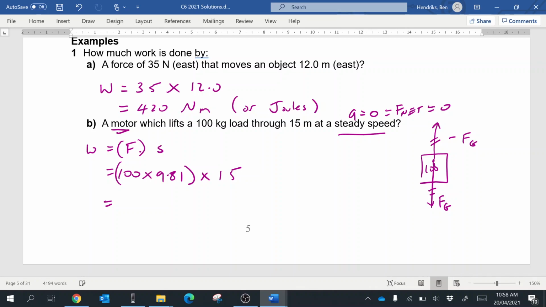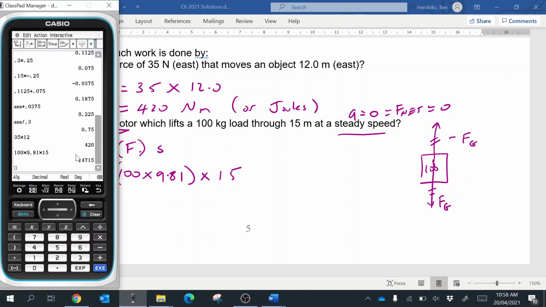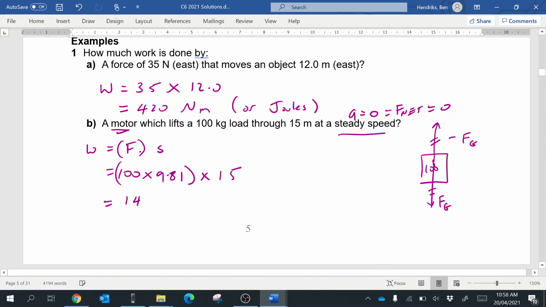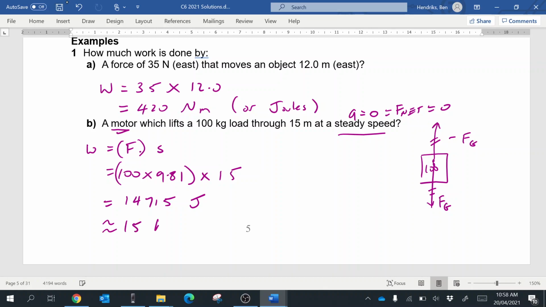And then when we work that one out, I did that on the calculator earlier as well, just to practice, we end up getting 14,715 Newton meters, or joules. So we call it joules this time. And I'm going to approximate that to 15 kilojoules. So just remember that k stands for 1,000, so 15 kilojoules we can approximate that, and that is two significant figures.